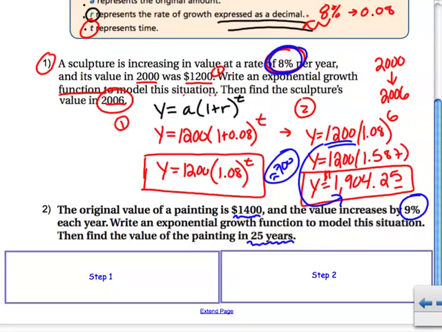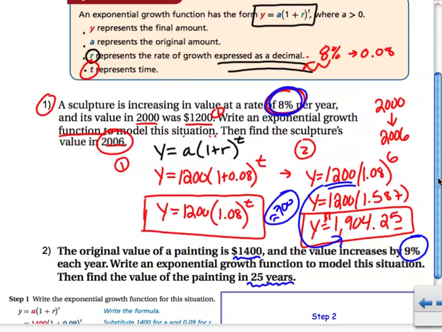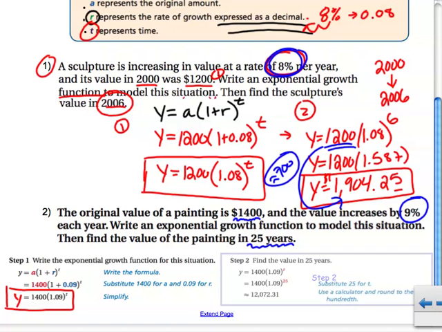Right, I assume you're back. Step 1 is to simply figure out what your equation would be. Hopefully you took a second up here to write down the formula. A was our original amount, so our original amount in this case is $1,400. And r was our 9%. These two amounts here in these parentheses can get added together. So our final function, equation, is here. Hopefully you got that for step 1. And then step 2, you can plug in 25 years.